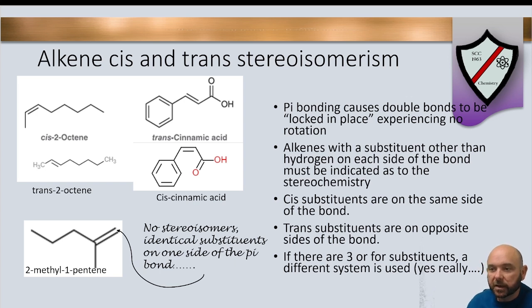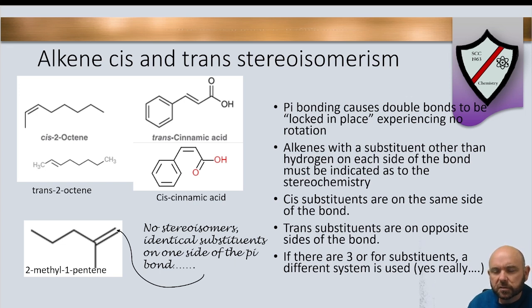We'll learn later that if there are 3 or more substituents, so if there's only one hydrogen as one of the substituents on the double bond, there is a different system for naming them, and we'll get a little more in depth with that when we do the alkene chapter. But for right now, we're just trying to be able to differentiate between cis and trans.